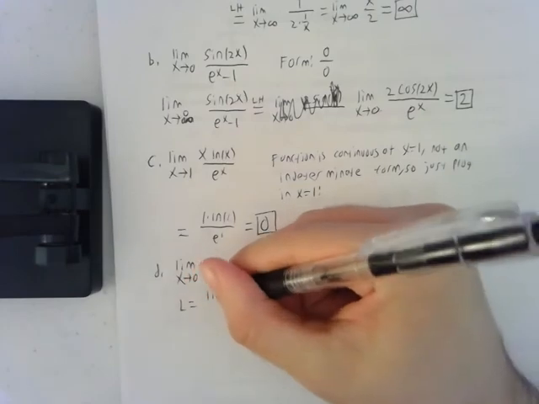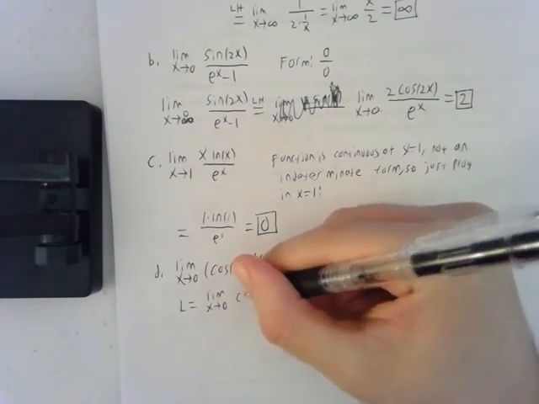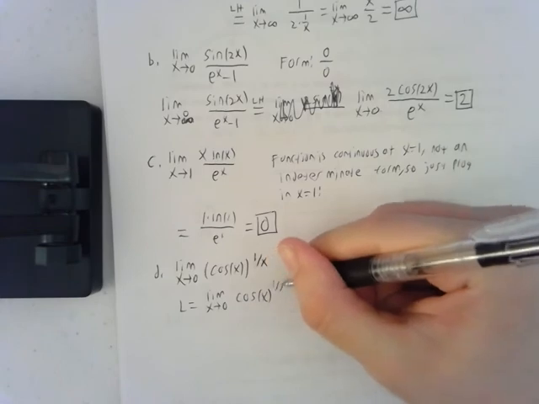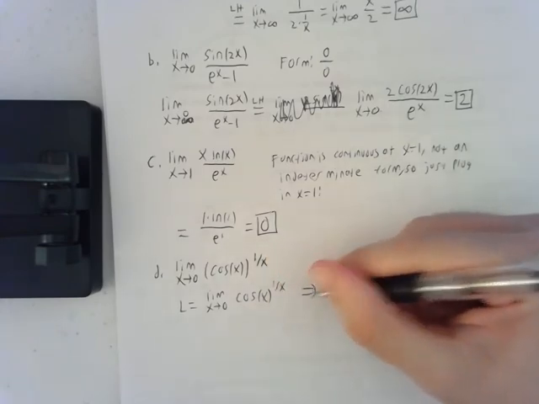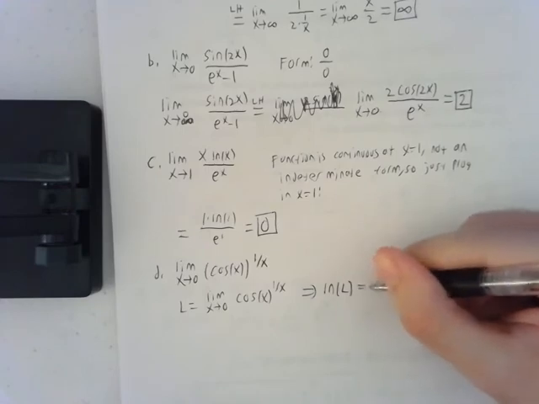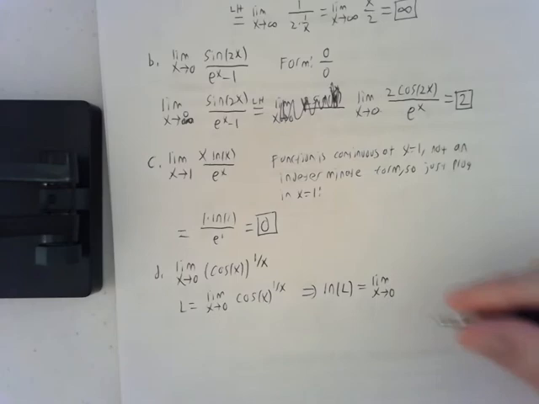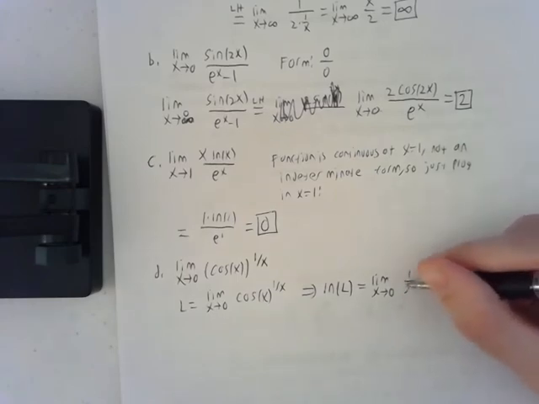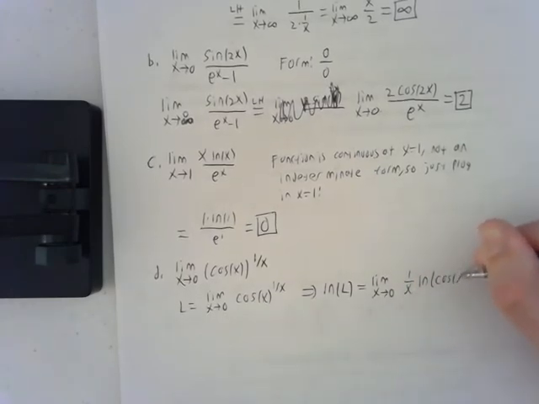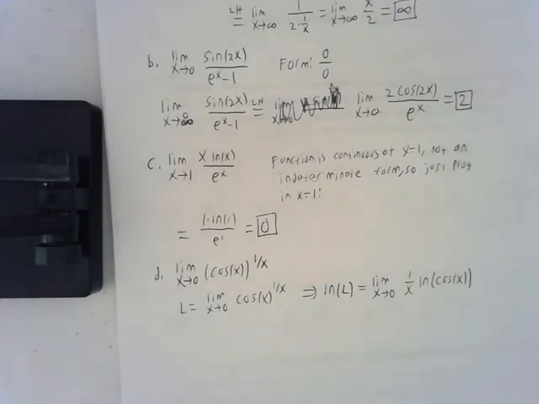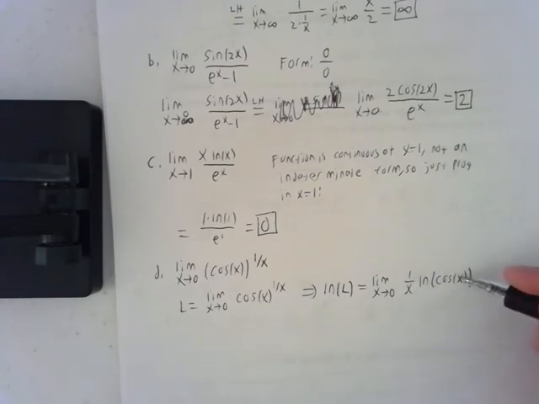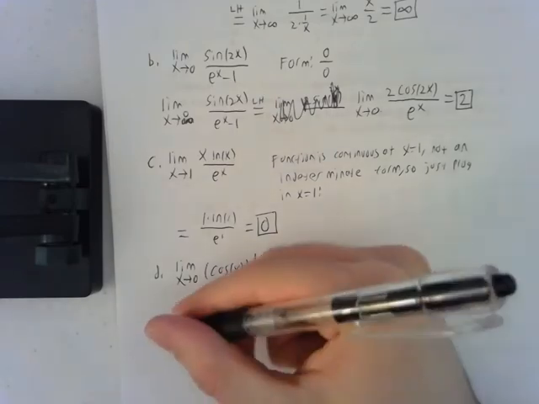We let L equal the limit as x goes to 0 of cosine of x to the 1 over x. And then notice that if we take the log of both sides, we'll get 1 over x times log of cosine of x. Now we have something that does look like L'Hopital's rule. Log of cosine of x approaches 0, the denominator x approaches 0, so we can apply L'Hopital's rule.